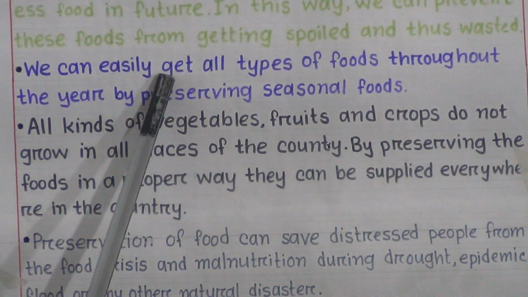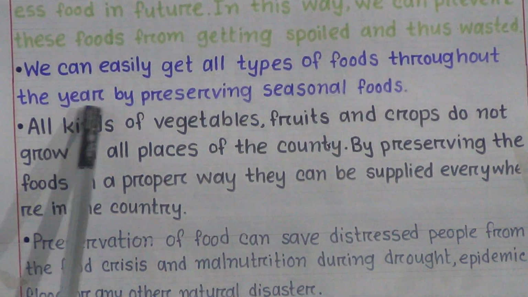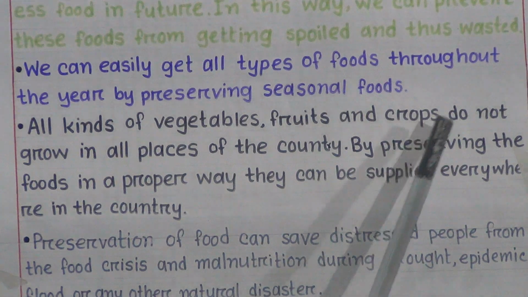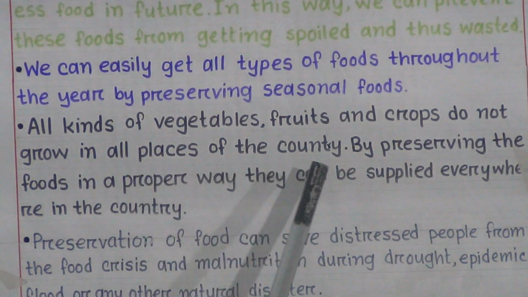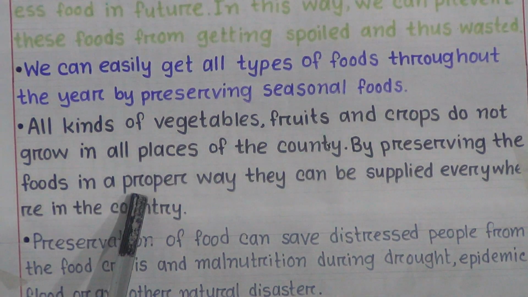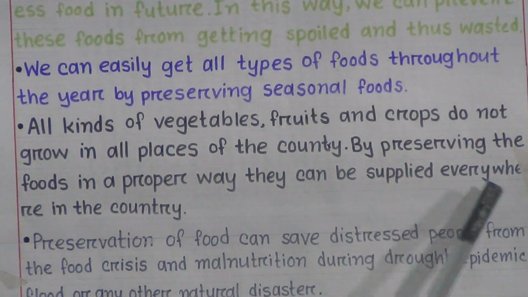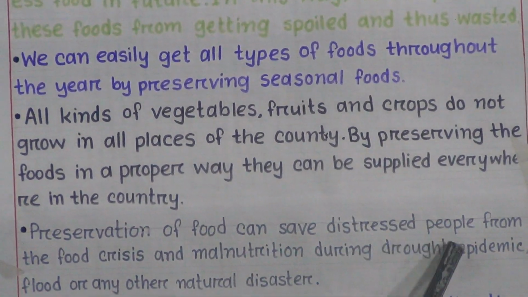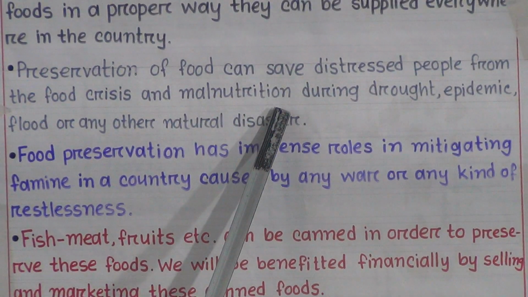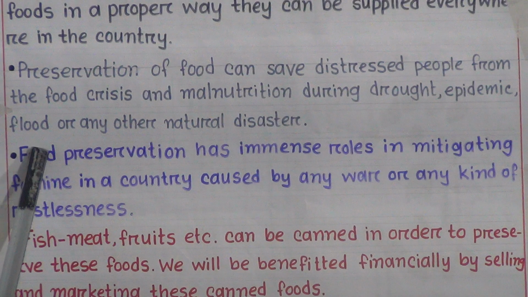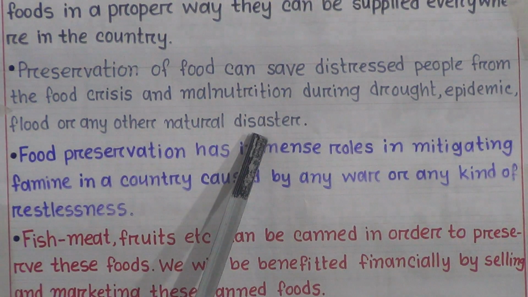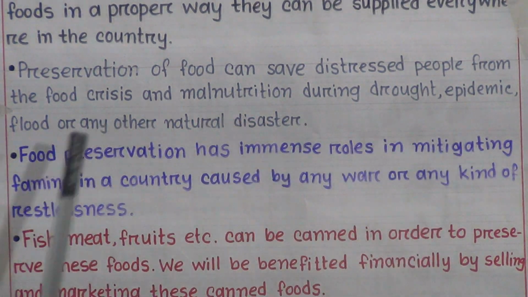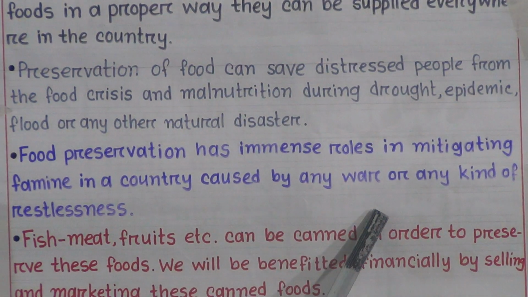Next, we can easily get all types of foods throughout the year by preserving seasonal fruits. All kinds of vegetables, fruits and crops do not grow in all places of the country. By preserving the foods in a proper way, they can be supplied everywhere in the country. Preservation of food can save distressed people from the food crisis and malnutrition during drought, epidemic, flood or any other natural disaster.